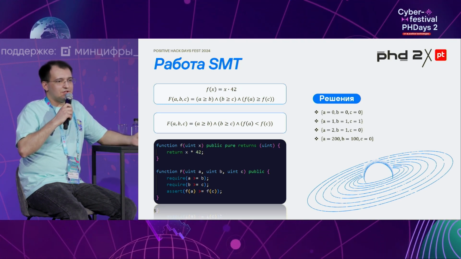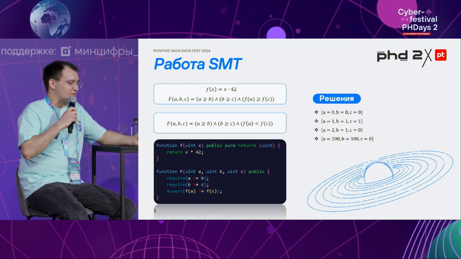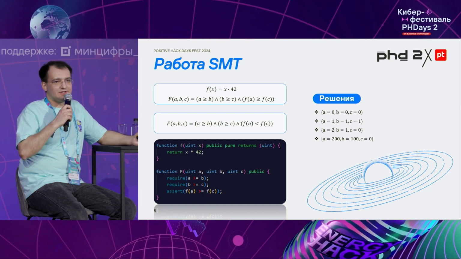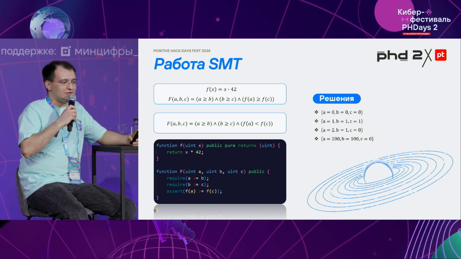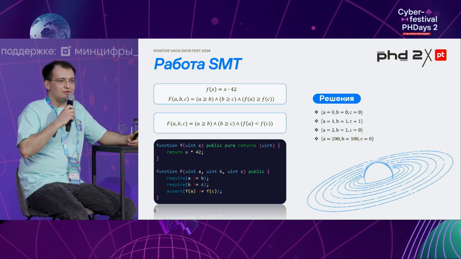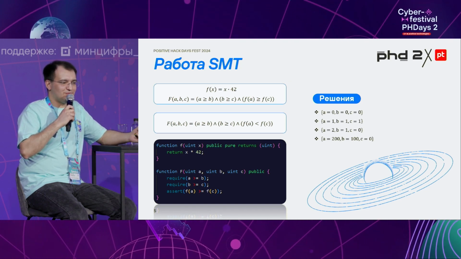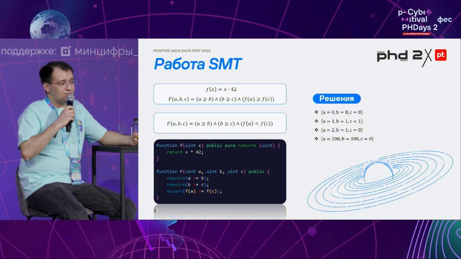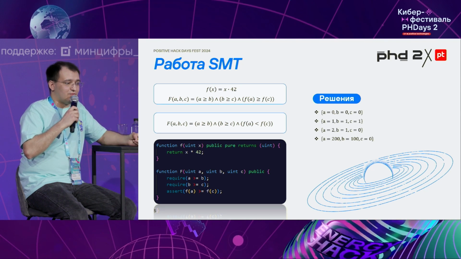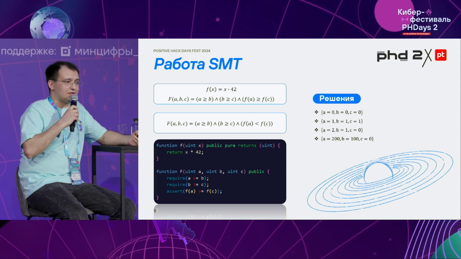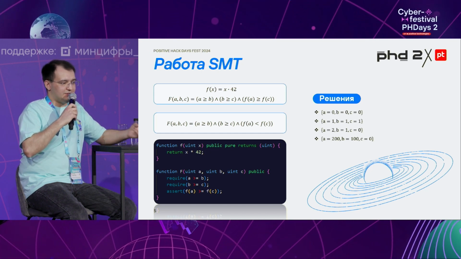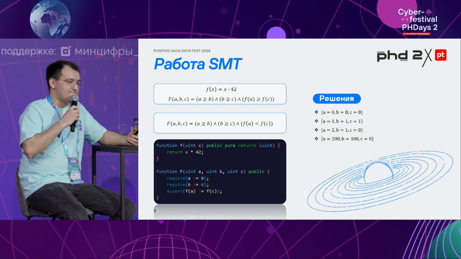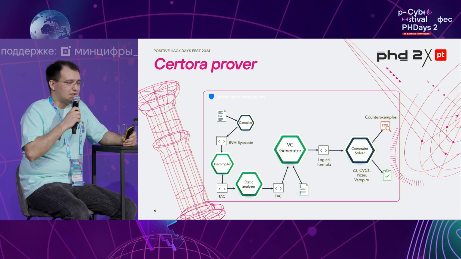If we find a solution to this equation, if F(a) becomes less than F(c), then it would be the proof that the previous solution was wrong. So if we transfer everything to code, there will be a function with requires, prerequisites, and assert, which will be checked by the SMT solver.